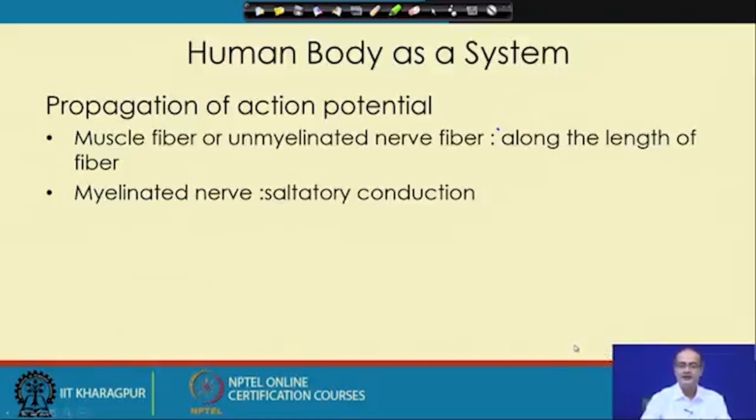So wherever the gaps are, the exchange of ions can happen there. The electric potential jumps from one such node to the other node, and that is how it moves across the length of the fiber. For the myelinated nerve, this kind of conduction is called saltatory conduction. This particular name is given, which makes fast conduction of the signal possible.